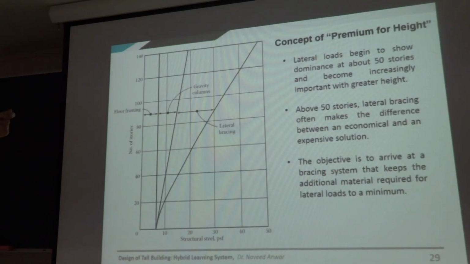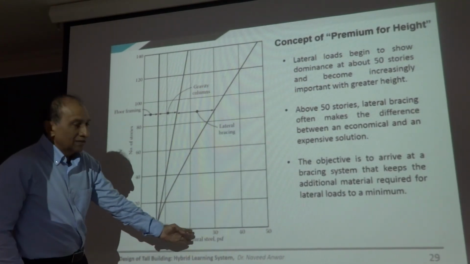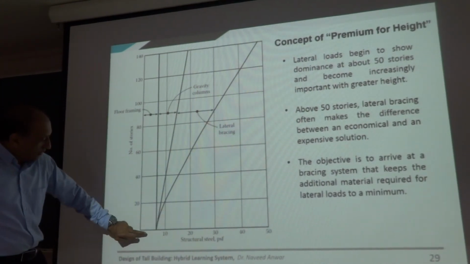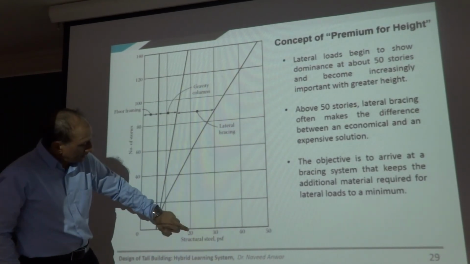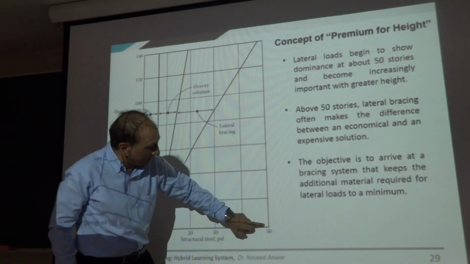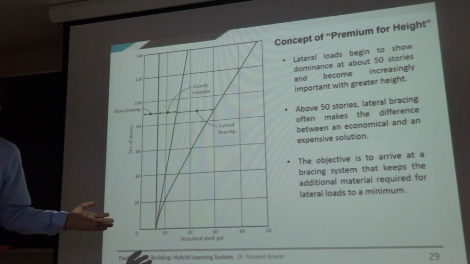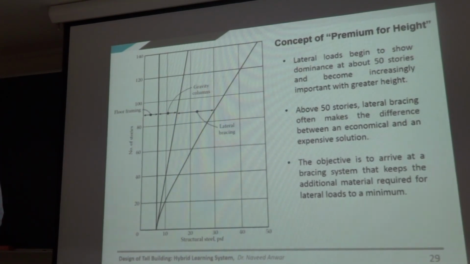So this premium for height, and you can see from here, structural steel pounds per square foot for a typical building. Let's say for gravity it was 8, for columns it becomes 20, and for lateral it becomes 50, right? So a huge premium we have to pay for height.